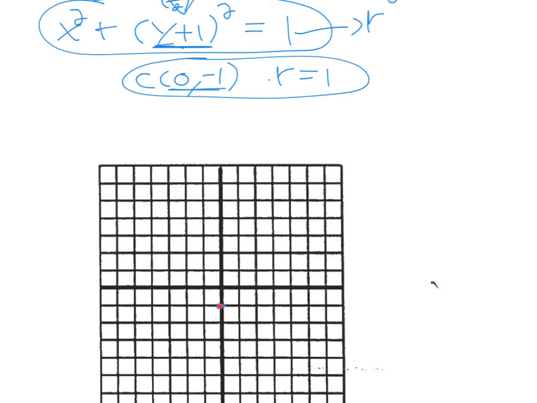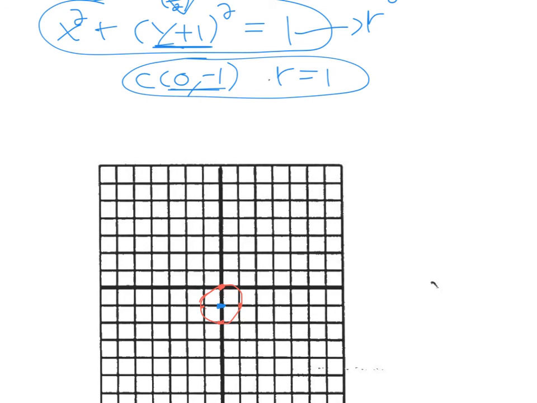So the radius is 1. I'm just going to go to the right one. I'm just going to go up 1, have a point, to the left 1, and down 1. All right, so you can see how the origin, there's a reason for that. The origin is on this circle as well as it was on the first. And I go down 1, then I go to the right one. Connect it, and there's our circle right there.